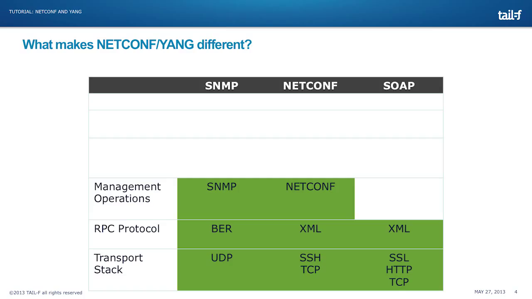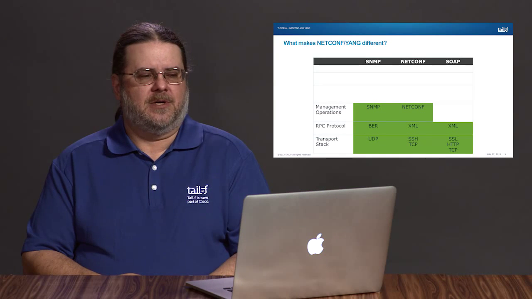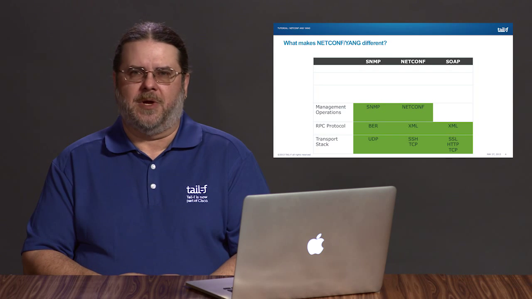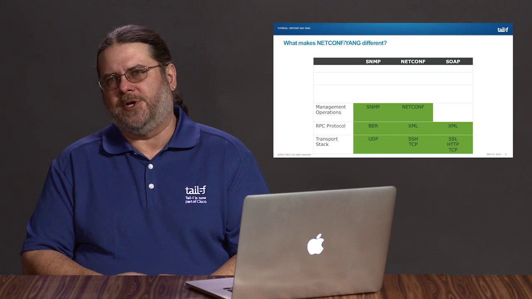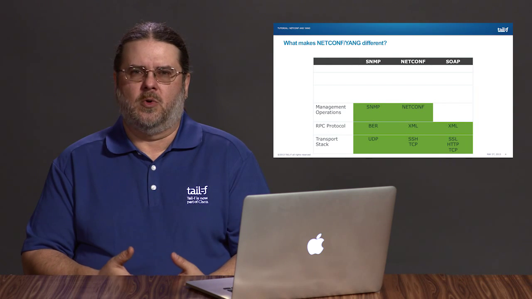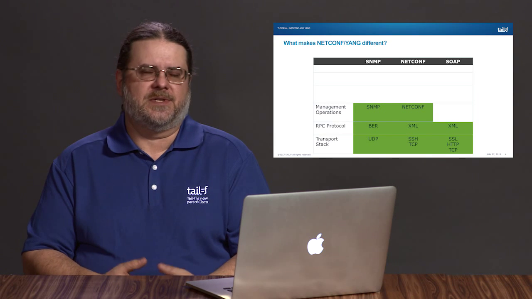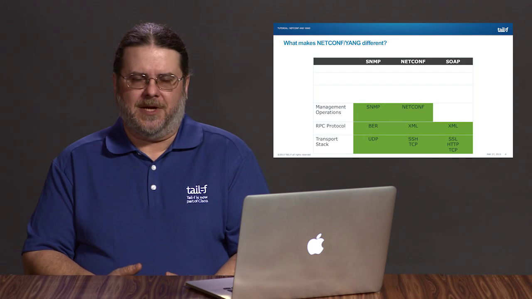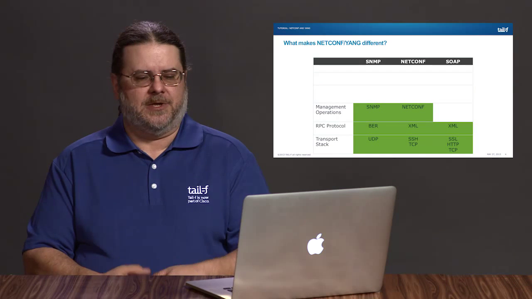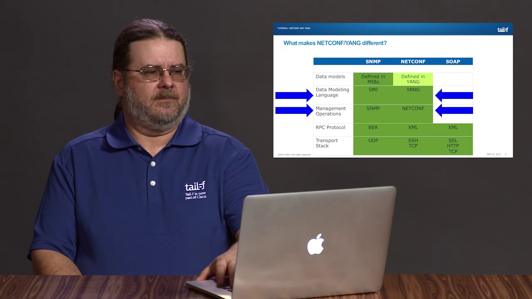Well, in SNMP, it's simple network management protocol. There are management operations that were designed as part of the protocol. Similarly for NETCONF, it's a network management protocol, so those management operations were designed in. However, SOAP was more of just a transport linkage. It wasn't designed for network management specifically. It was more general purpose. So, here we get to a big difference of SOAP not having management operations designed in.